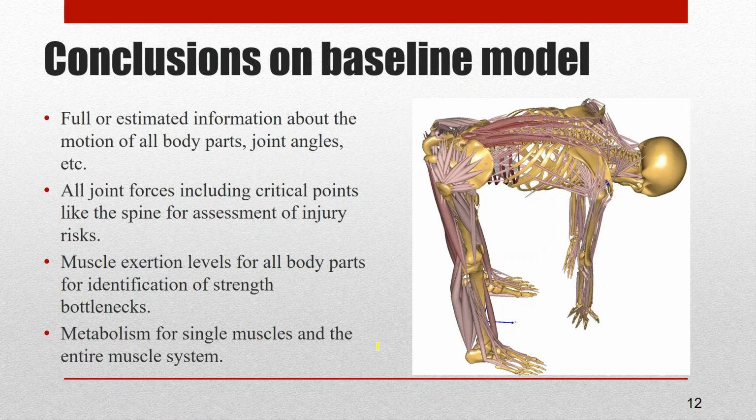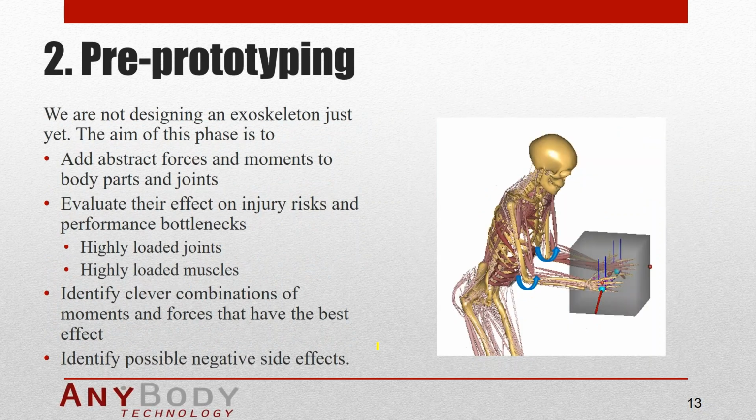So the conclusions on those baseline models is that this requires some information about the overall motion, and what we get subsequently is all information about the motions of every part in the body. We also get all the joint forces computed, including critical points like spinal compression forces or shoulder forces, those types of places that are prone to injury. We also get muscle exertion levels for all of the body parts, so we can identify whether the working situation puts the most load on the arms or the hands or the shoulders or the legs or whatever. We can also calculate metabolism for single muscles and the entire muscle system, and I'm going to show an example of that a little bit later.